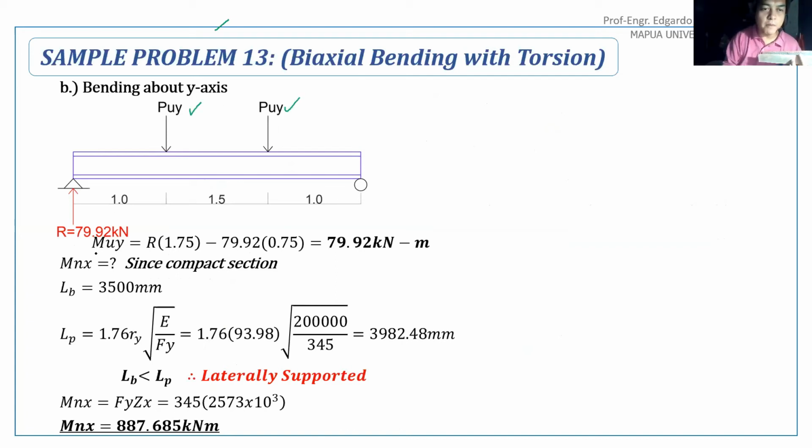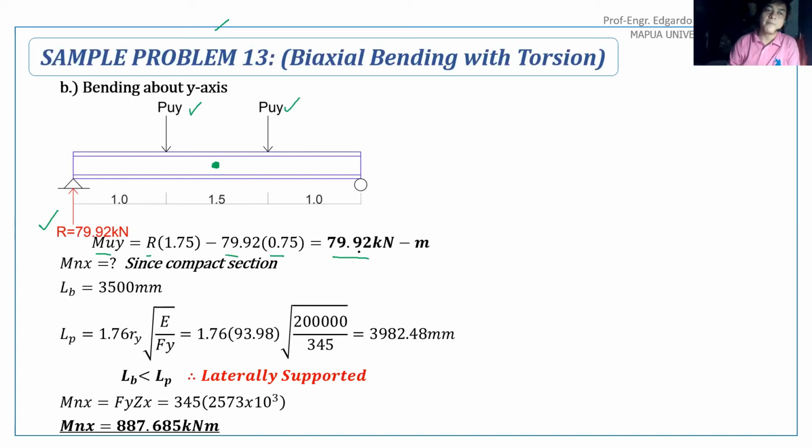So pagkuha ng MUY would be, I solve for the reactions muna. So the reaction times 1.75 because I know that the maximum moment is at the midspan. Tapos yung PUY, 79 times the distance. So I got 79.92 to be the maximum moment due to the factored loads. So okay na tayo sa numerators, 'di ba? Sa mga numerators, okay na tayo, MUX at MUY. So let's go into the denominators naman.